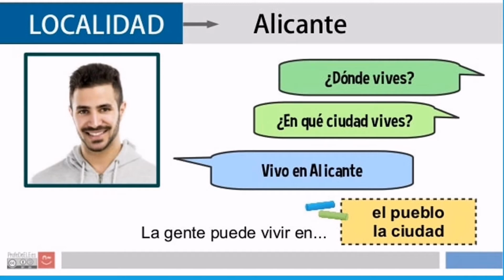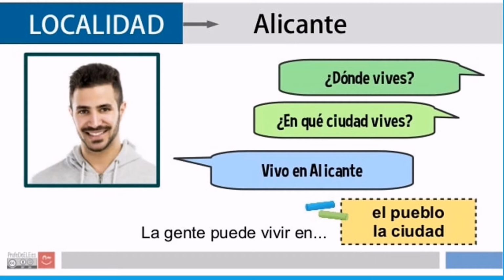Or, ¿en qué ciudad vives? Which means in what city you live, in which city you live. He's going to say, vivo en Alicante. Vivo means I live. So he's saying, I live in Alicante.